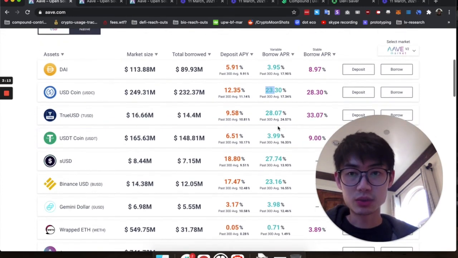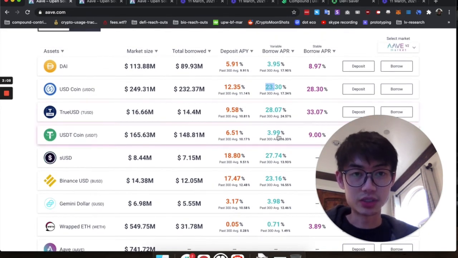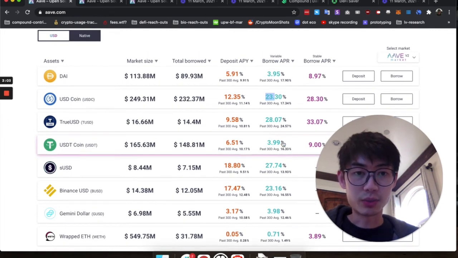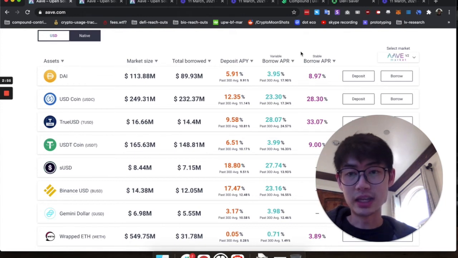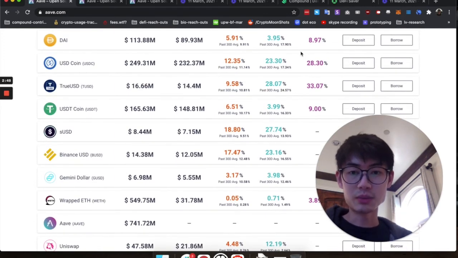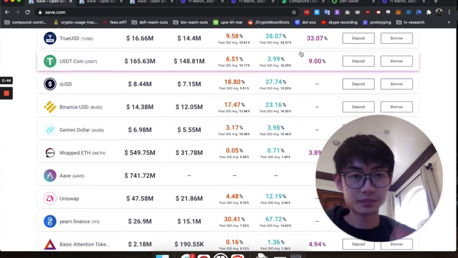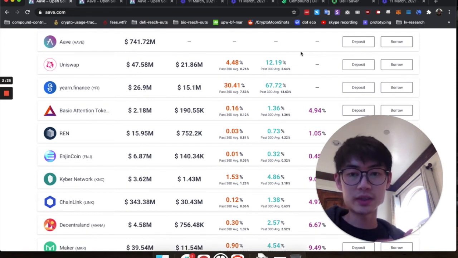So that's what's cool about Aave. And then, over here, you can see this exact same issue. You borrow on USDT, it's about 3.99%, while you borrow on TrueUSD, it's 28%, right? And these kind of flip. Maybe later on, it might be DAI that's 23%, whereas USD Coin is 3%, right? So that's something that would be really cool if someone created. That's one of the good things about Aave.